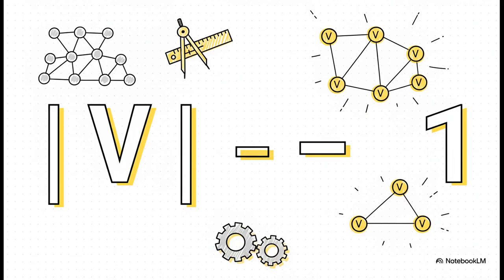And here's a really cool, super powerful little rule to remember. For any network with a certain number of points, let's call that V for vertices, any spanning tree for that network will have exactly V-1 connections, or edges. So if you have, say, 10 cities, you are always going to need exactly 9 roads to connect them all in a tree. No more, no less. It's a neat little fact.